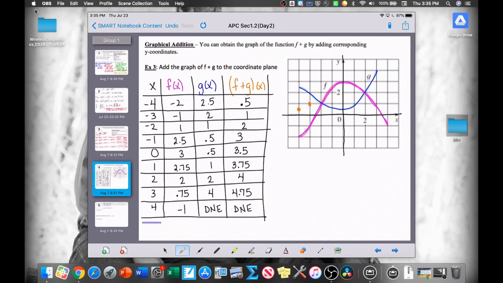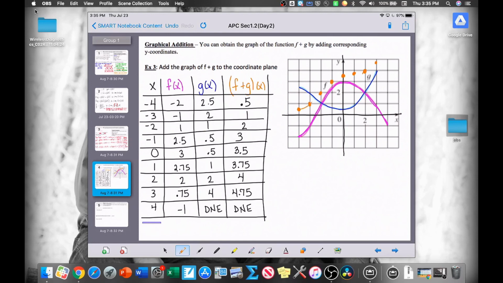When x is at -2, the curve is at 2. When x is at -1, it's at 3. At 0, 3.5. At +1, 3.75. At +2, 4. At +3, 4.75. And that's as far as we can go.